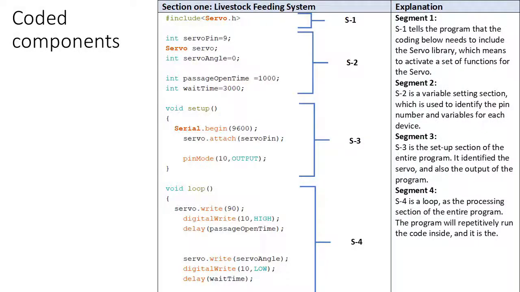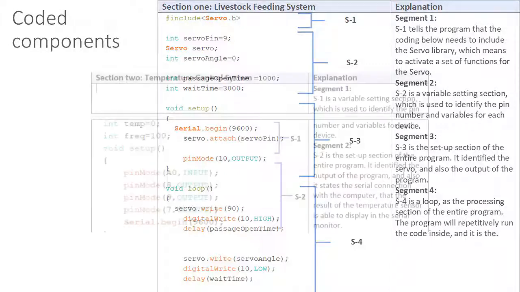Section 1. Livestock Feeding System. The program can divide into 4 segments, which are able to achieve the function of automatically feeding livestock. Segment 1 tells the program that the coding below needs to include the servo library, which means to activate a set of functions for the microservo. Segment 2 is a variable setting section. Segment 3 is a setup section for the entire program. It identifies the output. Segment 4 is a processing section, which runs in a loop.